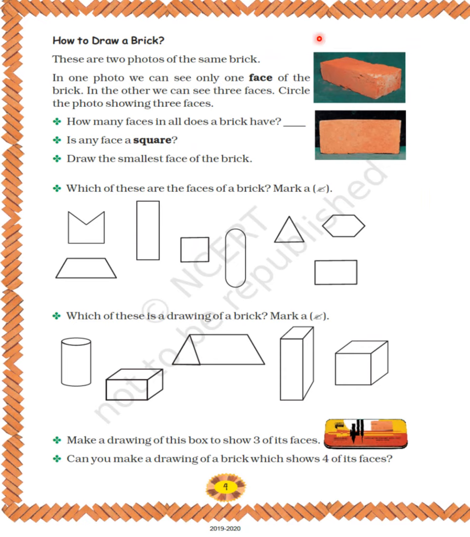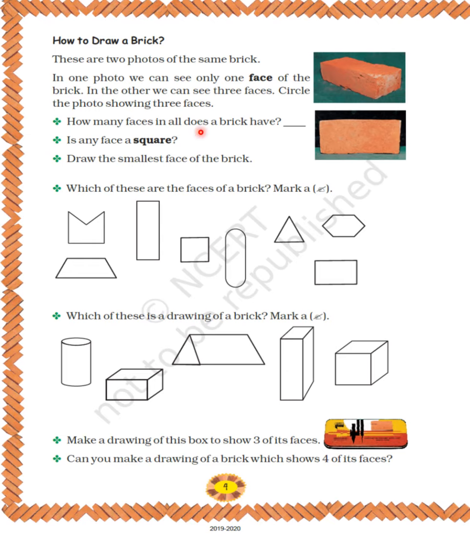On the fourth page, we can see two pictures. In the first picture we can see three faces of a brick, and in the second picture we can see only one face of a brick. These are two photos of the same brick. In one photo we can see only one face of the brick, in the other we can see three faces. So circle the photo showing three faces. In the first picture we can see three faces: top, front, and side face.